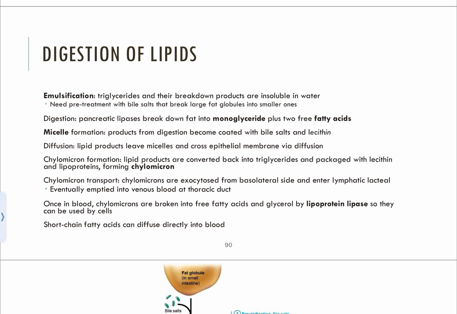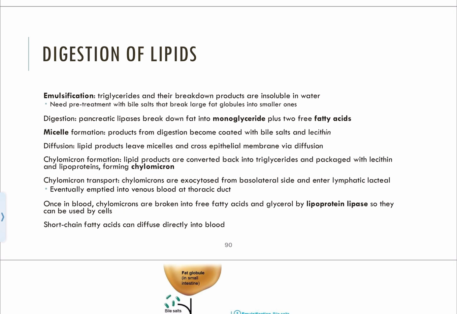So we also have our pancreatic lipases that are able to come in and break it down into its components. Remember, we don't have true monomers when we're talking about lipids, but in this case, we can break down triglycerides into what we call a monoglyceride and then two fatty acids. So a monoglyceride is just a glycerol with one fatty acid chain attached, and then we have two free fatty acids.